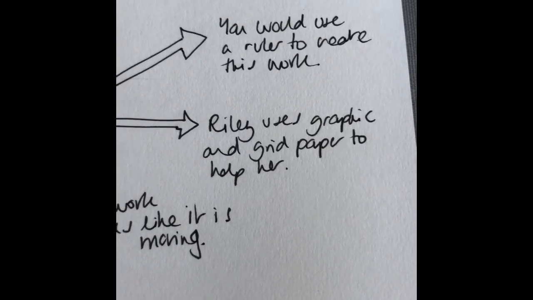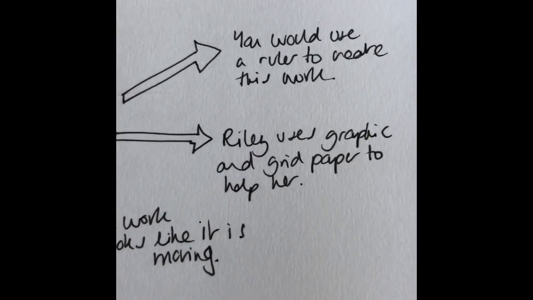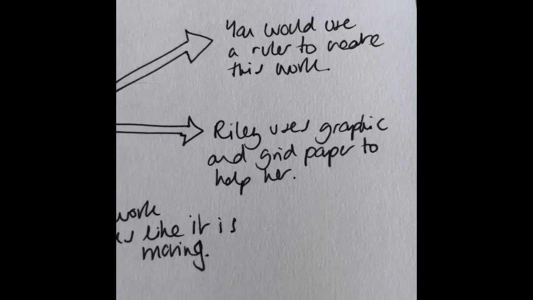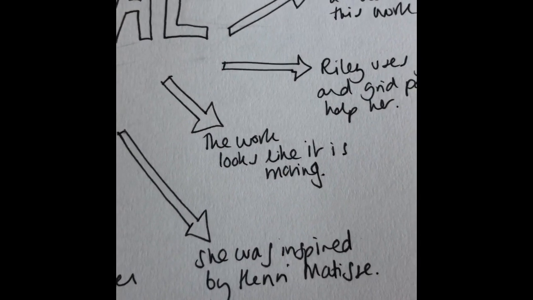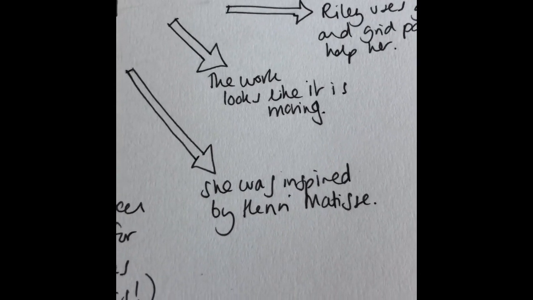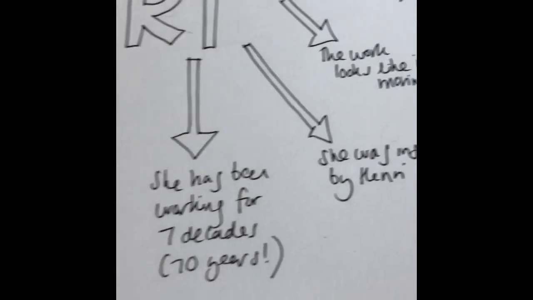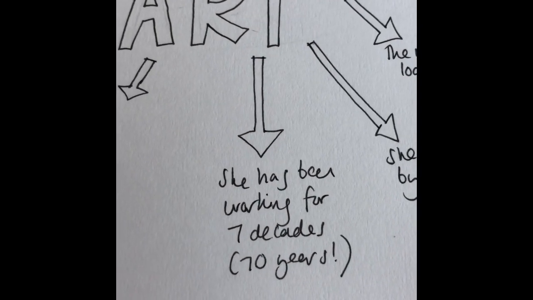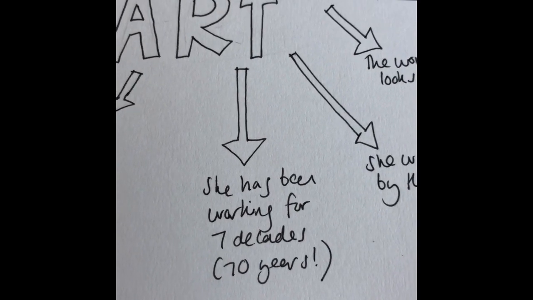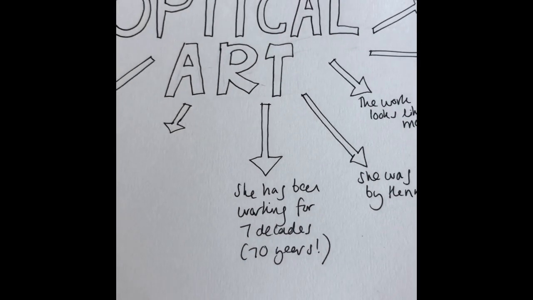I don't know if you saw that, but in the video, if you look at the back or just in the white spaces, she does use graphic paper, which I thought was really interesting. The work looks like it's moving, which it does in some pieces. She was inspired by Henri Matisse, which I found out in her interview. And in the interview again as well, she has been working for 7 decades, which is 70 years. So it shows her work from college all the way through to her most recent work.